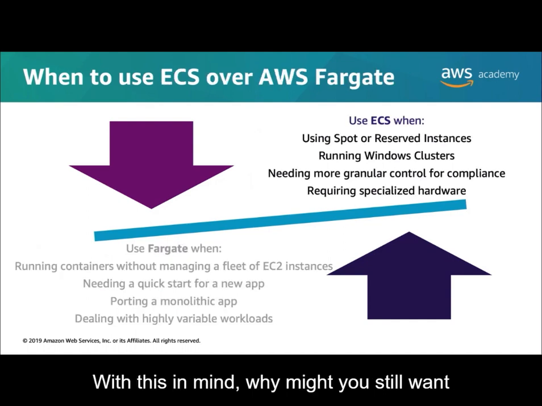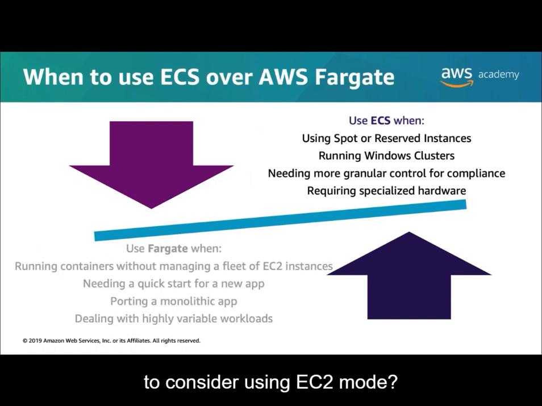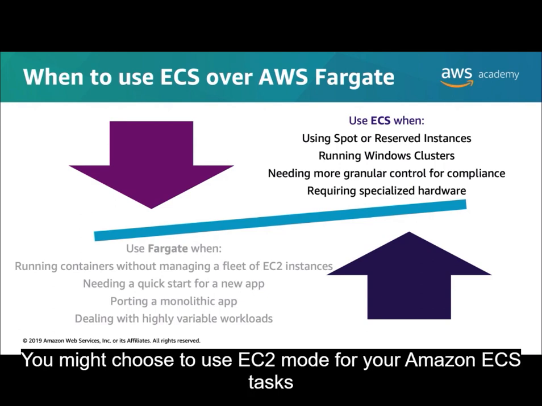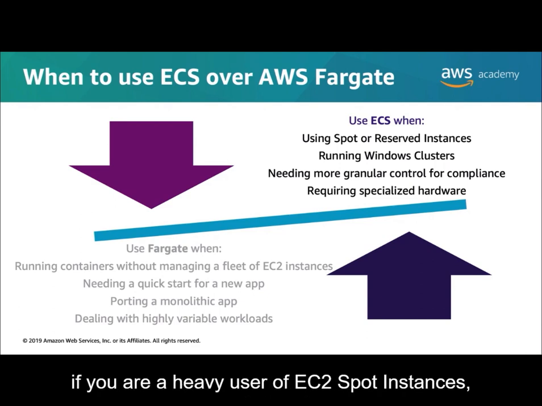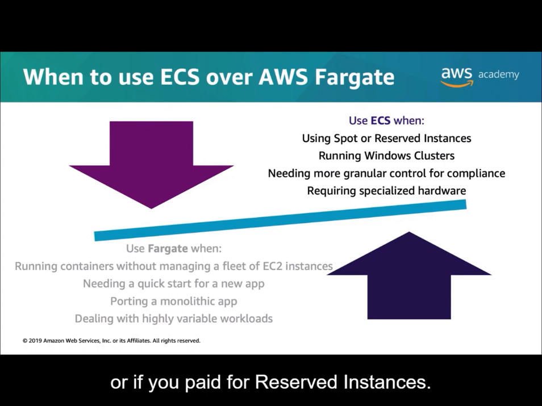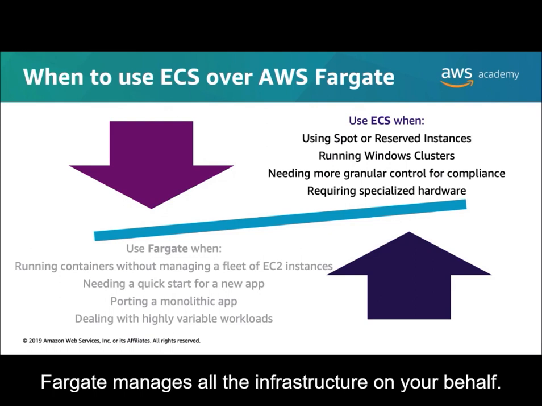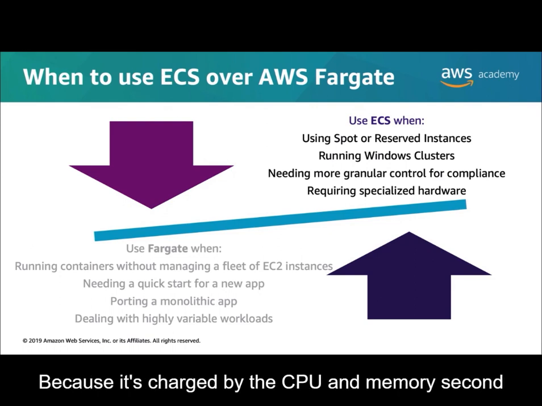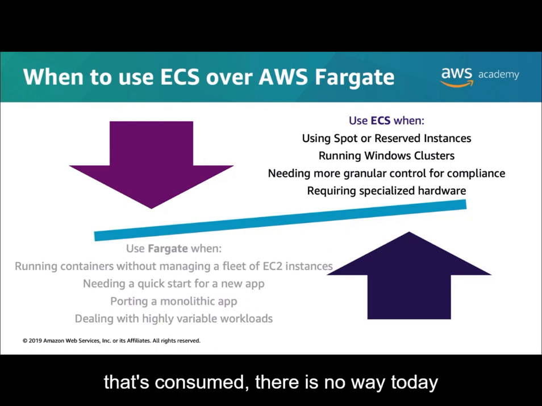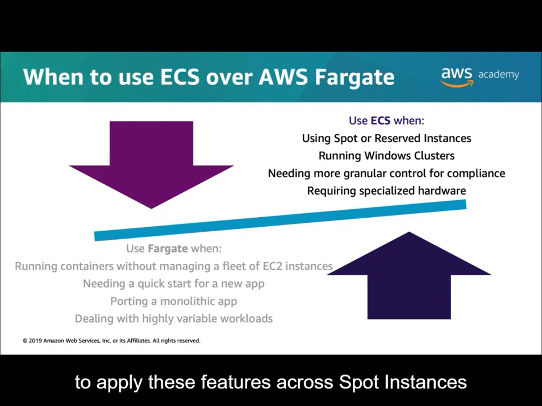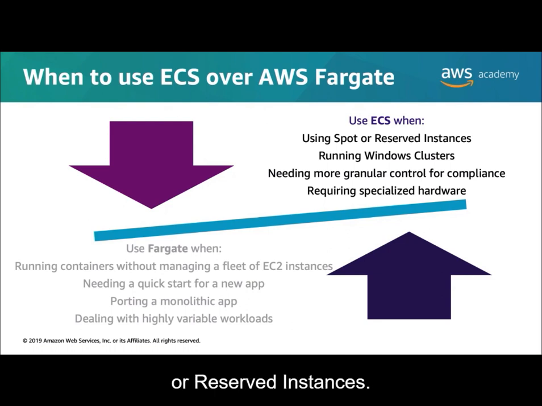With this in mind, why might you still want to consider using EC2 mode? You might choose to use EC2 mode for your Amazon ECS tasks if you are a heavy user of EC2 spot instances, or if you paid for reserved instances. Fargate manages all the infrastructure on your behalf. Because it's charged by the CPU and memory second that's consumed, there is no way today to apply these features across spot instances or reserved instances.